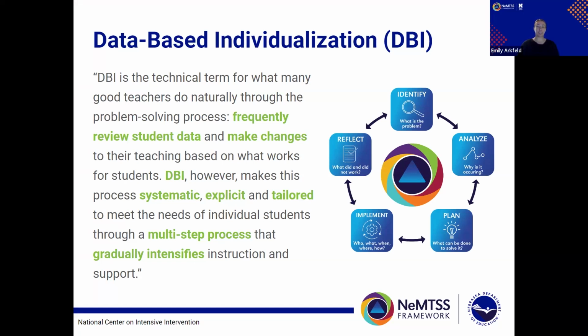The process is driven by data, characterized by increased intensity and individualization, and considers the academic and behavioral needs of the student. In some schools, intensive intervention may be known as a Tier 3 intervention and may be embedded within a multi-tiered system of support framework. The definition on the screen lets us know also that DBI is the technical term for what many good teachers do naturally through problem-solving process.